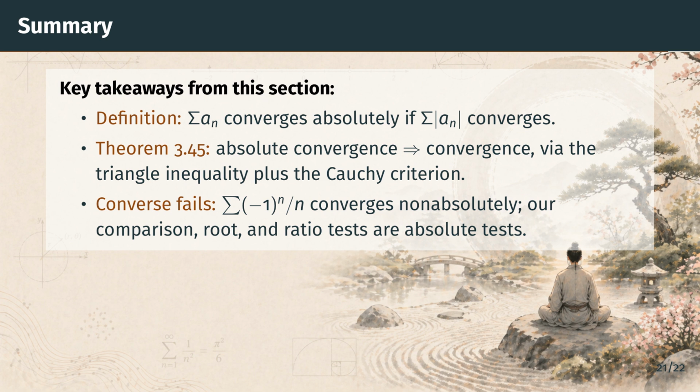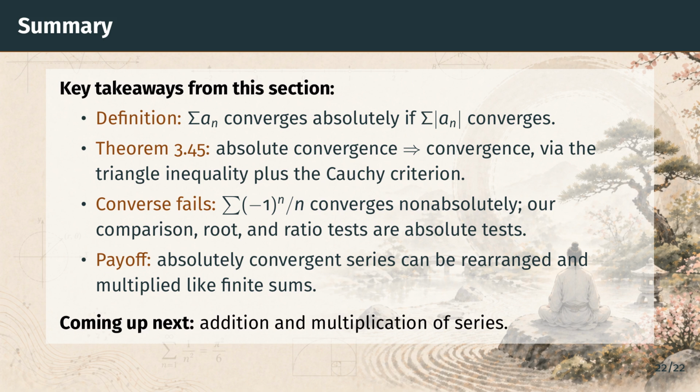Next, why we care. Finally, the payoff. Absolute convergence is exactly the condition that lets us treat an infinite series like a finite sum. We may rearrange its terms and multiply two such series together without changing the result, while for non-absolutely convergent series, this can fail dramatically. This sets up the next section on the addition and multiplication of series, where we will see these manipulations carried out and proved.